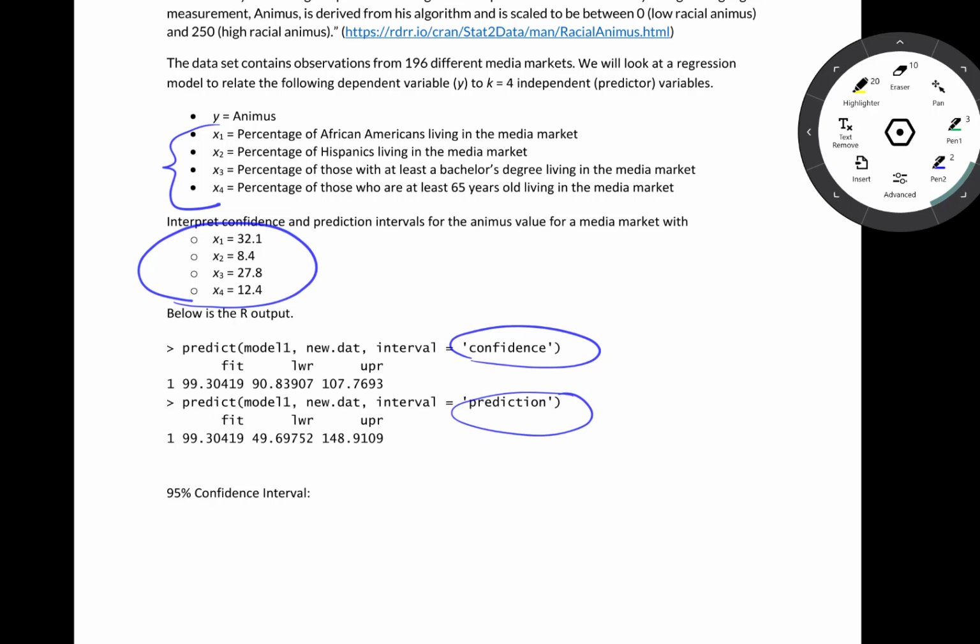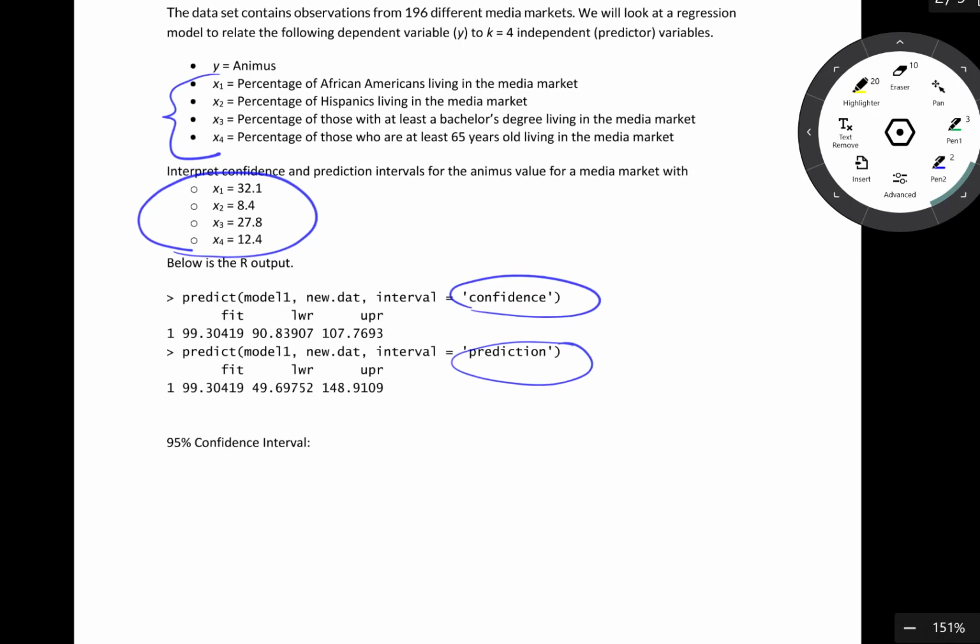So let's identify both of these intervals and interpret them. For the confidence interval, if we look here, we have the lower and the upper bound for the interval. Let's just round these to 2 decimal places for this example.